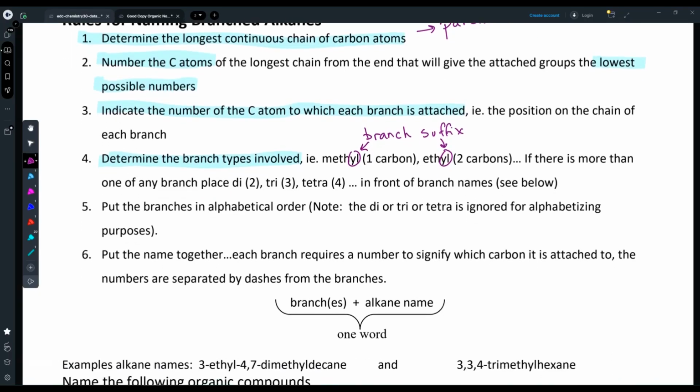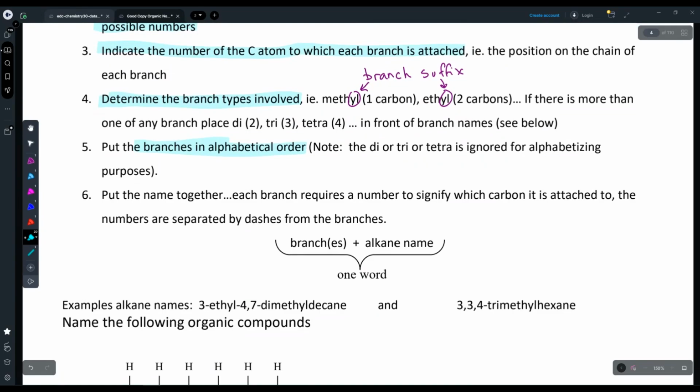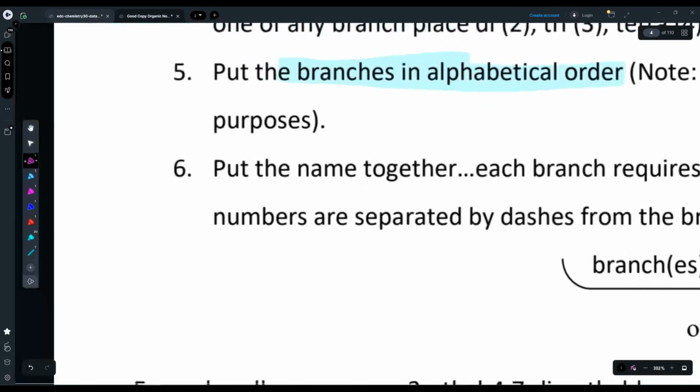Okay, step 5, put the branches in alphabetical order. So very key that you list your branches in alphabetical order, and the di, tri, tetra prefixes, they're going to be ignored for alphabetizing purposes. And then last but not least, we put the name together. Okay, so each branch requires a number to signify which carbon it's attached to, and the numbers are separated by dashes from the branches.